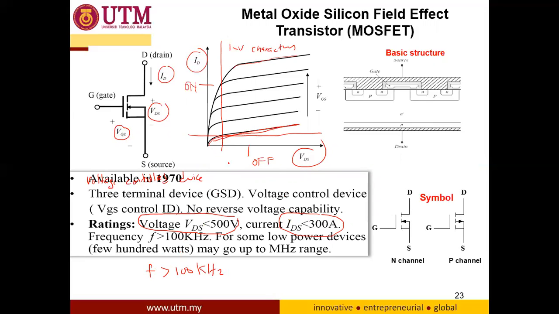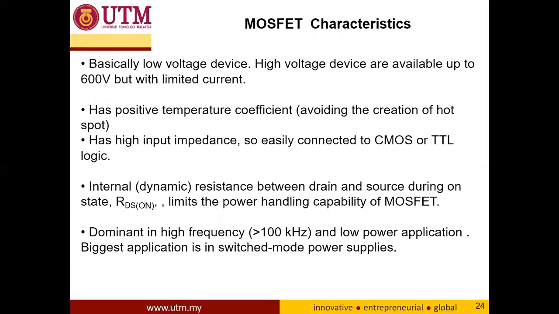But the limitation is that it is for low power application only. Because what? Because it has very high input impedance, okay, which translates to the internal dynamic resistance, which we call the RDS on. Due to that high internal resistance, that limits the application of the MOSFET to low power applications.